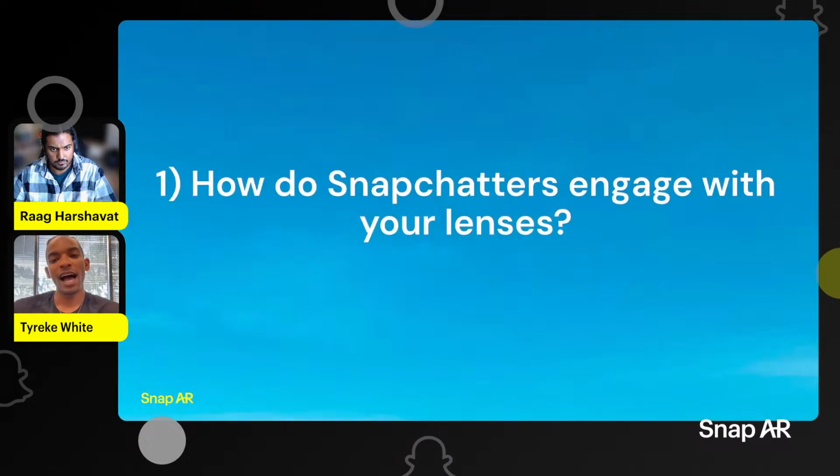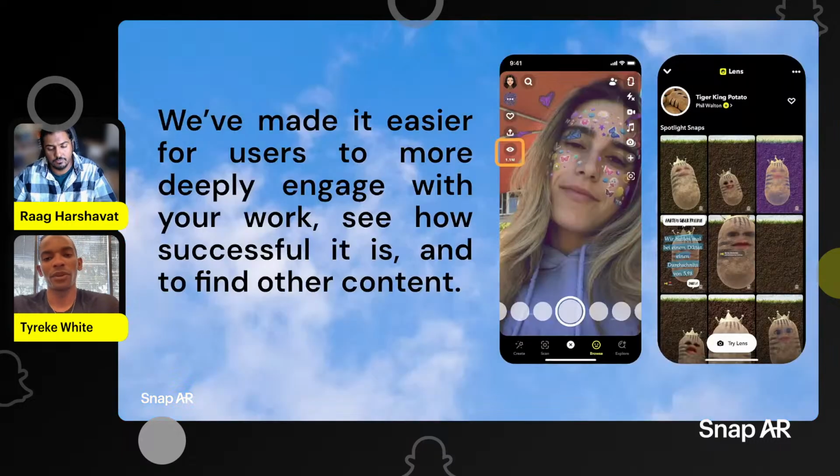So number 1, how do Snapchatters engage with your lenses? As I said, at LensFest last fall, we had just launched this really cool feature on the main camera as soon as you open Snapchat. It was basically this lens view icon that I've highlighted here. When you tap on that icon, there are 2 things. The icon is meant to show Snapchatters how many views your lens has gotten, to inspire them to action on it and to click on it and engage with it. And by clicking on that icon, you could see all the great content that they've created with your lens.